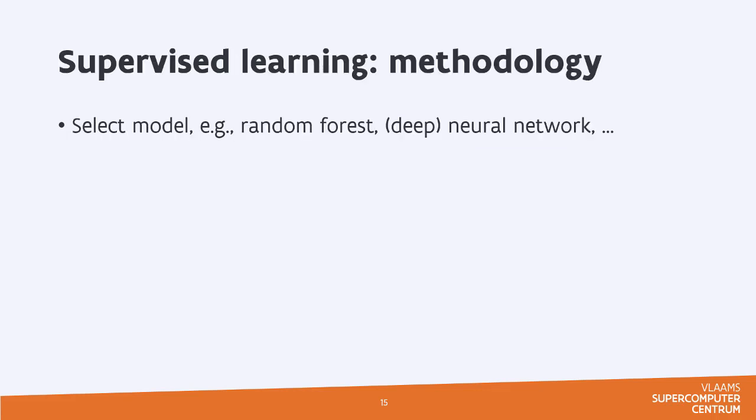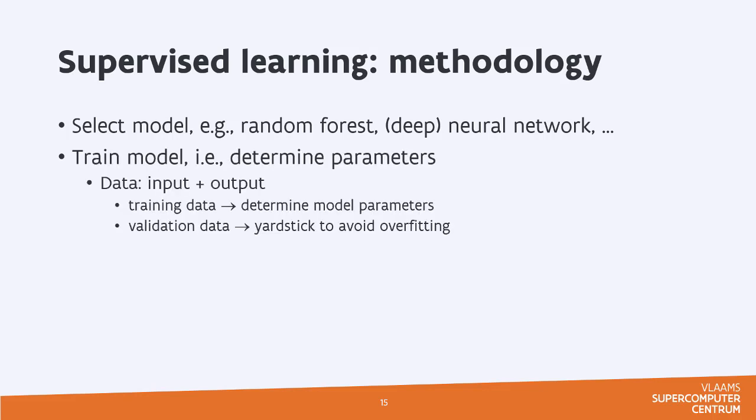So, when we do supervised learning, what's the methodology? First, of course, we have our data pipeline, but now we have our training data. So you start by selecting a model. For instance, random forest, a neural network, a deep neural network, whatever. Then you train your model. So that means you determine the model parameters.